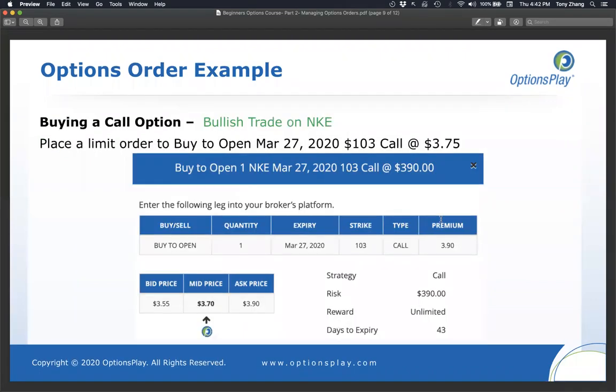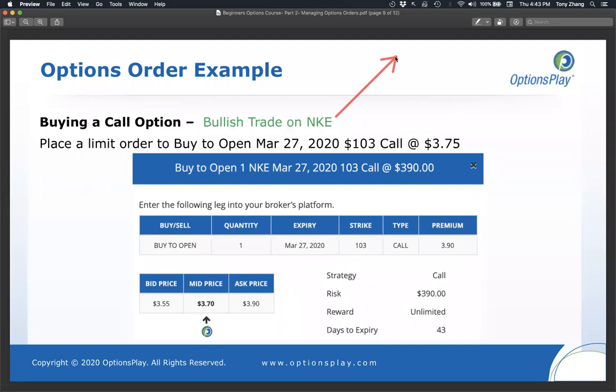Okay, perfect. So let's go through some examples. And I'm going to pull up a trading platform. I'm going to walk you through some of this stuff as well. So here I have, in this particular case, let's say I'm buying a call option because I'm bullish on Nike. So I think Nike is going to go higher. I think the coronavirus concerns are overblown. I think the stock is going to move higher.